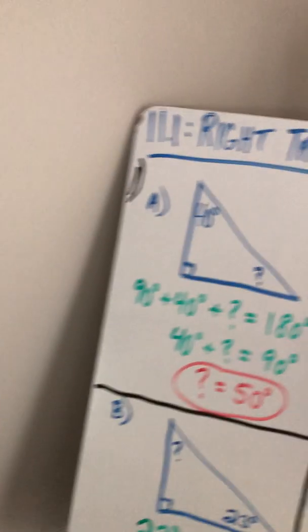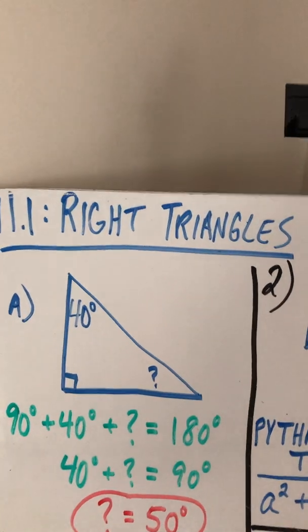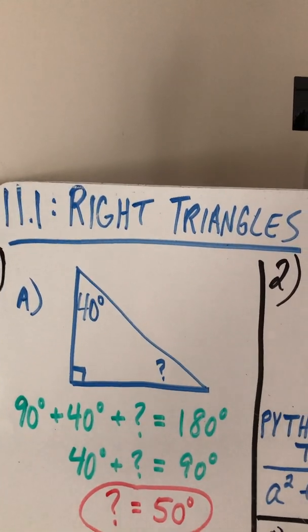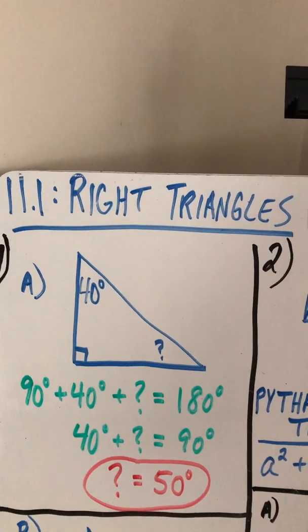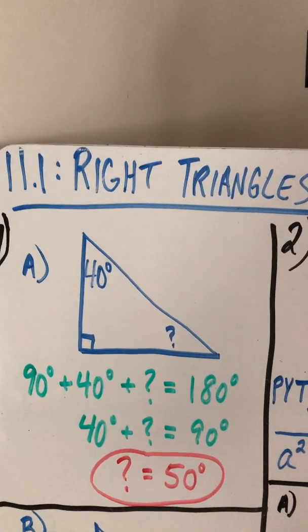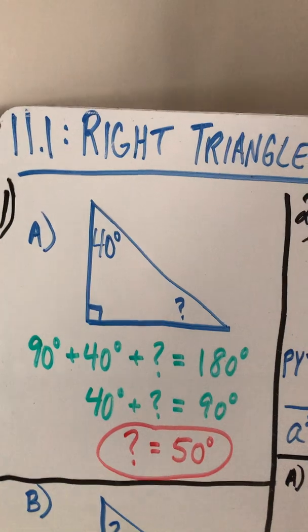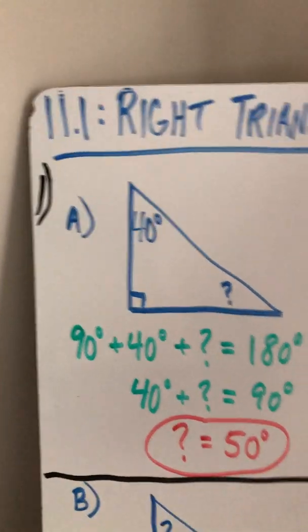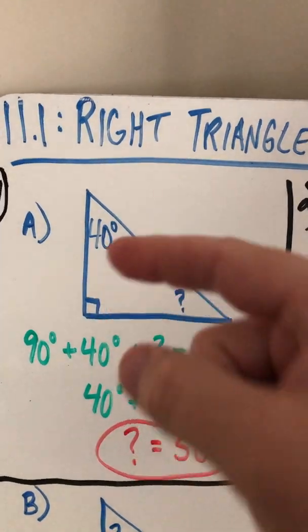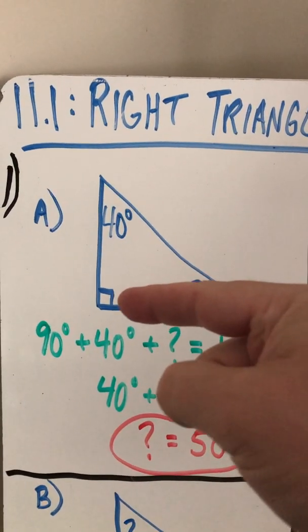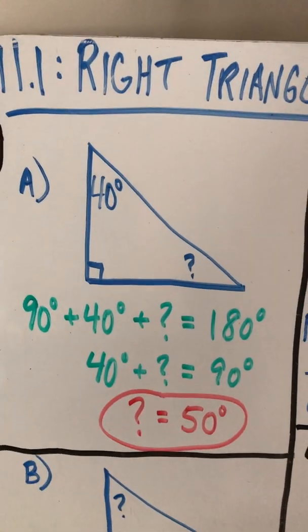Today we're going to talk about right triangles, and I'm going to show you everything you need to know in order to be successful on your Apex quiz for 11.1.3. Okay, so for starters, in a right triangle, you're always going to have one right angle, and a right angle is always 90 degrees.